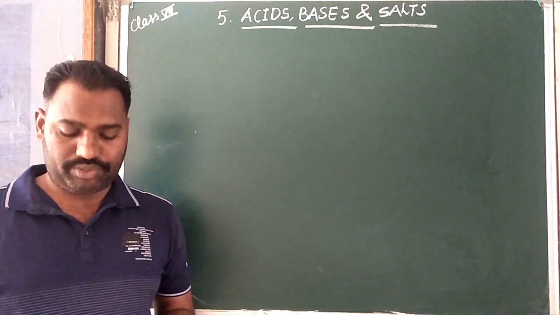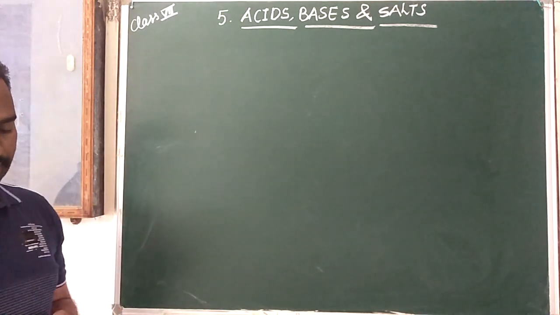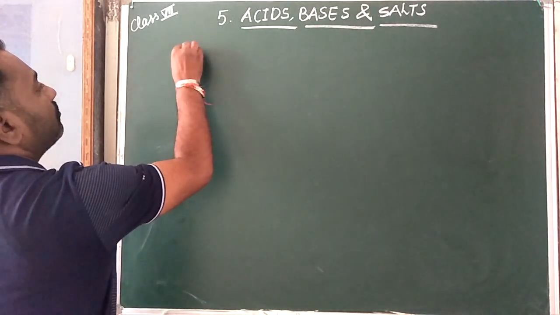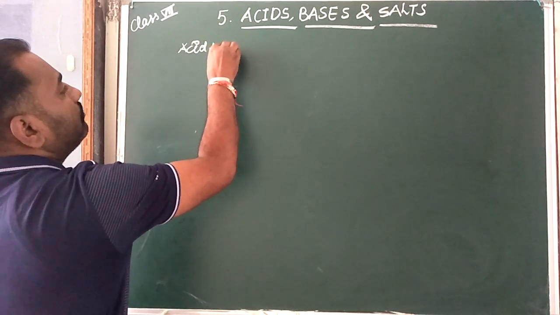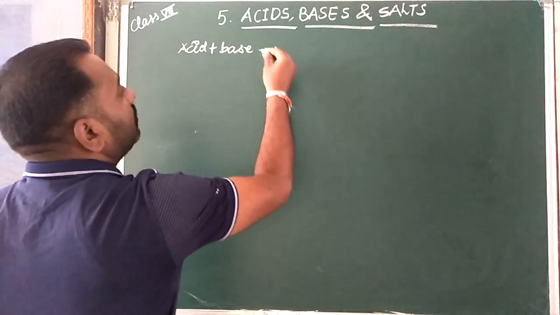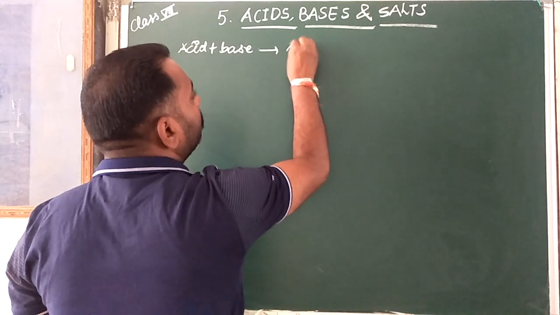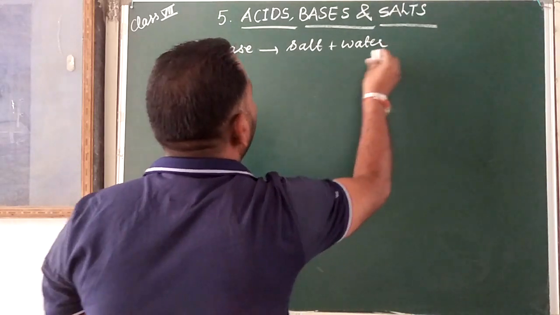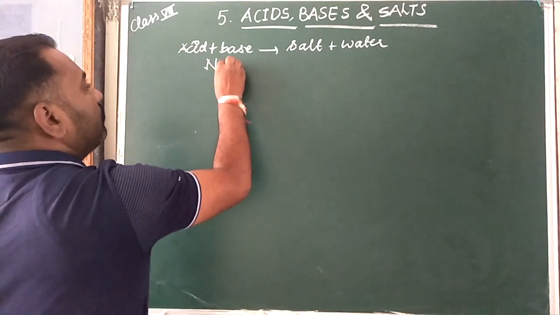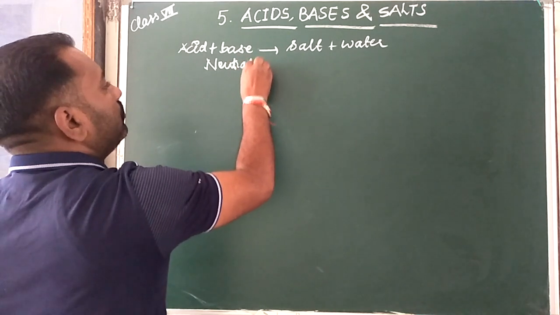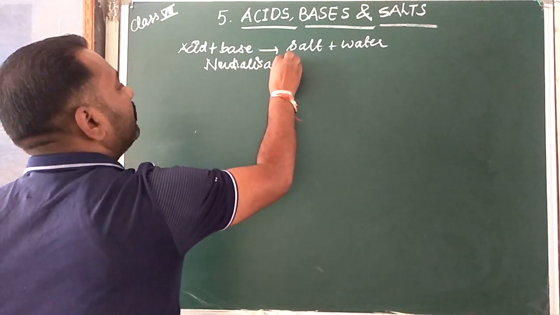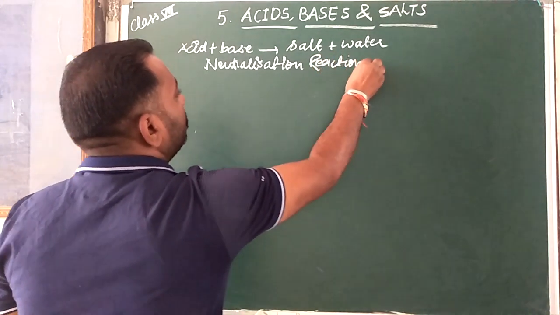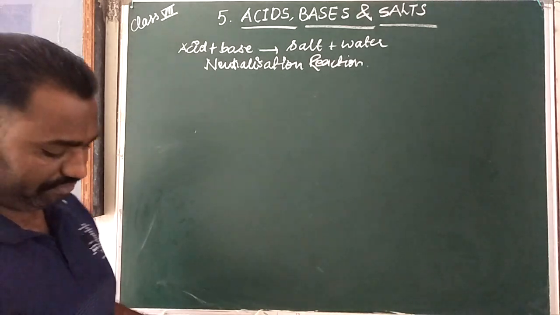Sodium chloride NaCl is a salt formed by the neutralization reaction. So when acid plus base react, then salt plus water is formed, and it is a neutralization reaction. It is a neutralization reaction.